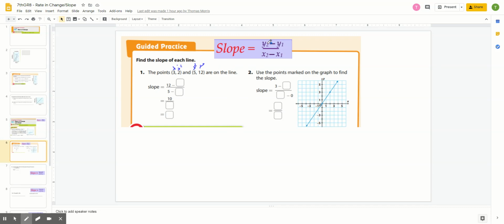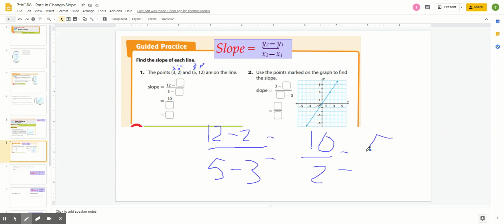So here we go. y2 is 12 minus my y1, which is 2, over x2, which is 5, minus x1, which is 3. Now I subtract. 12 minus 2 is 10. 5 minus 3 is 2. 10 divided by 2 is 5. I could also say 5 over 1 if I wanted to. All right, so that's the slope of this line.